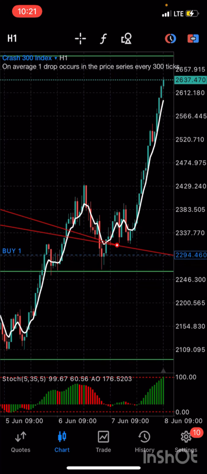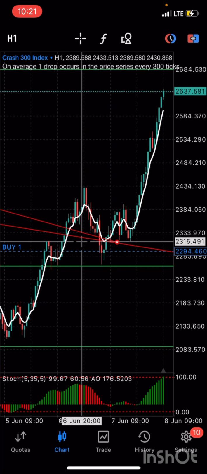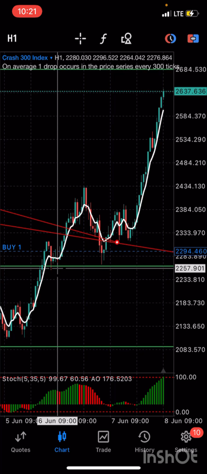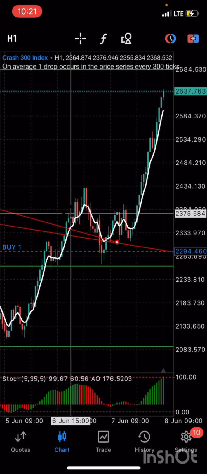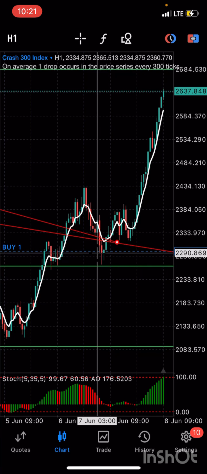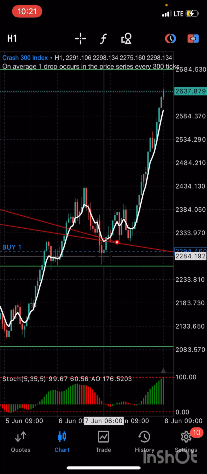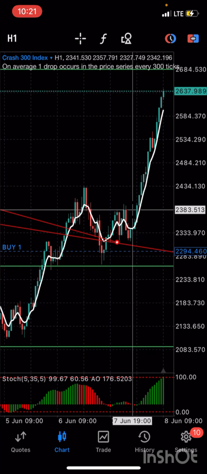Let's check on the 1 hour. Okay, so there was a break, a retest at this position. Is it that? No, I think it's this one. It went up, came down to retest, and when it retested this zone, that's when we pushed in for a buy, and ever since then we've been in profit.